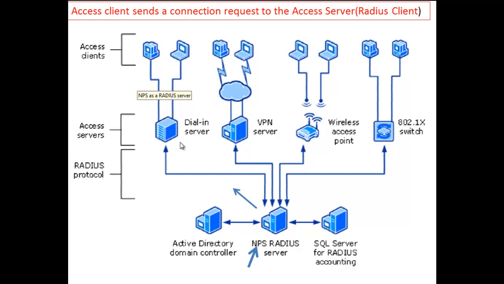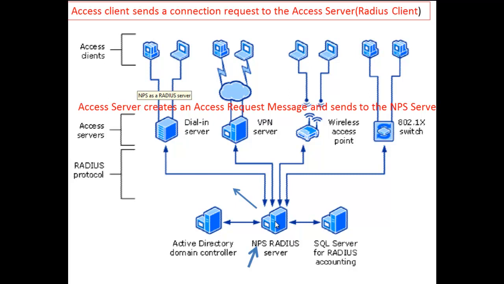So the client sends the connection request to any one of these access servers, depending on which one they're connected to. The access server, when it receives that connection request, creates what we call an access request message, and it sends that access request message to the Network Policy Server that we see down here. And this is a Network Policy RADIUS server.